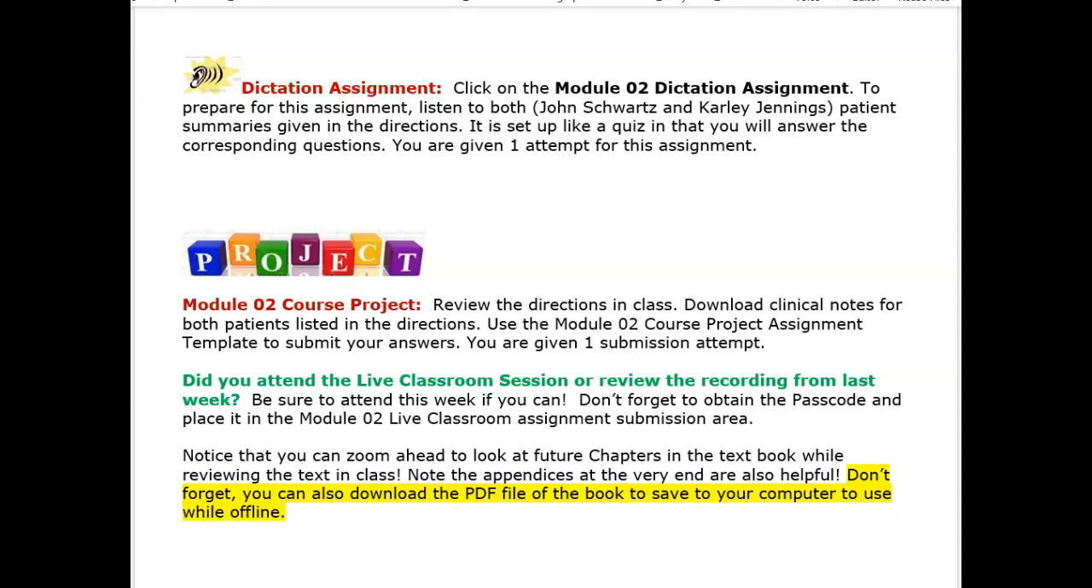Notice that you can zoom ahead and look at future chapters while you're in the textbook. And notice that the appendices at the very end are also very helpful. Don't forget, you can also download the PDF file of the book to your computer and save it so that you can use it or work in it while you're not actually logged into class or working online.